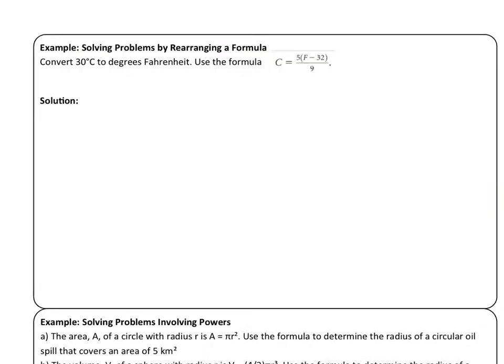So here's an example. We're going to solve problems by rearranging a formula. I'm going to show you two different ways to do it, and then you can do whichever way works best for you. We're going to convert 30 degrees Celsius to degrees Fahrenheit, and we're going to use this formula here. Now notice we are going to have to rearrange it because we have C equals, and we really want it to be F equals. So there's two ways you can do it.